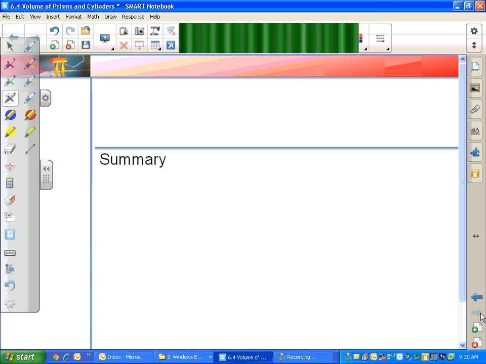Okay, so that's it for our volume examples. We'll do some more problem solving when we get to class, but make sure you go back, write your questions on the left, and complete your summary for class.